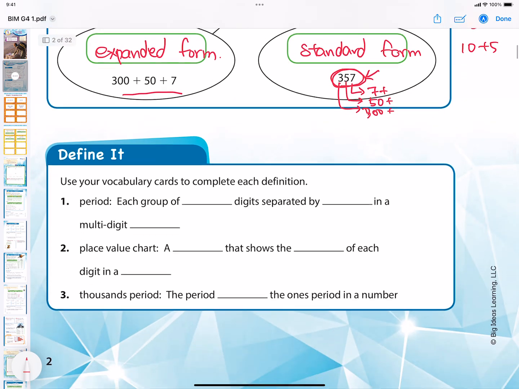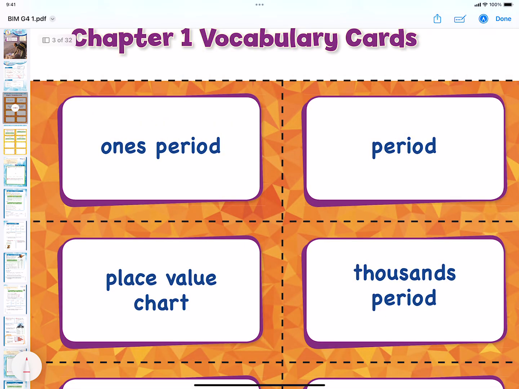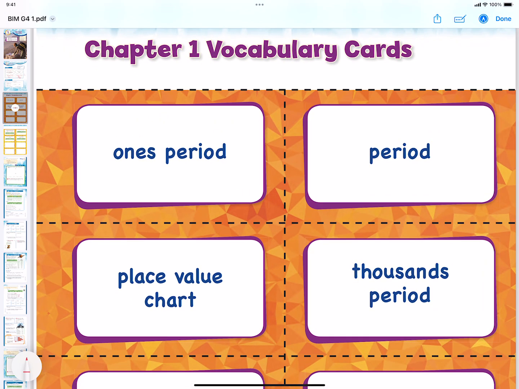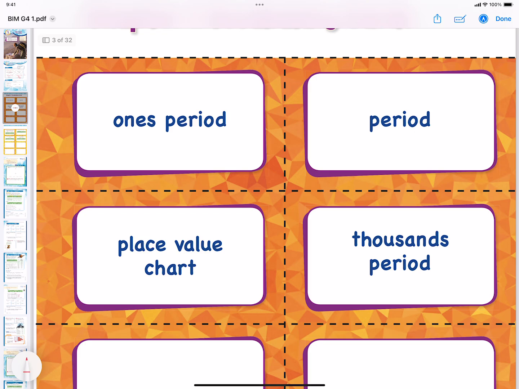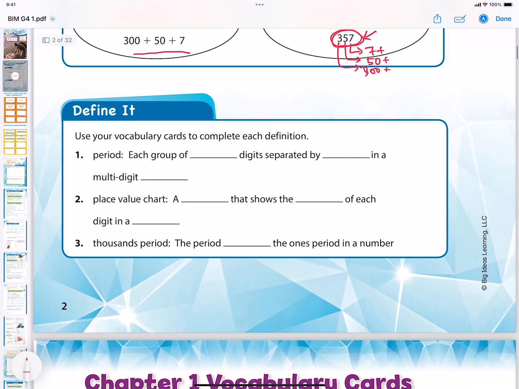And for this one, let's go under here and define it. I want you to use your vocabulary cards, which are here in your textbook. You can find them, and I want you to cut them and practice at home. We might not have enough time here in class, but I want you to go ahead and cut them at home, not now. Cut them, and then you can keep them and practice these words. All right.